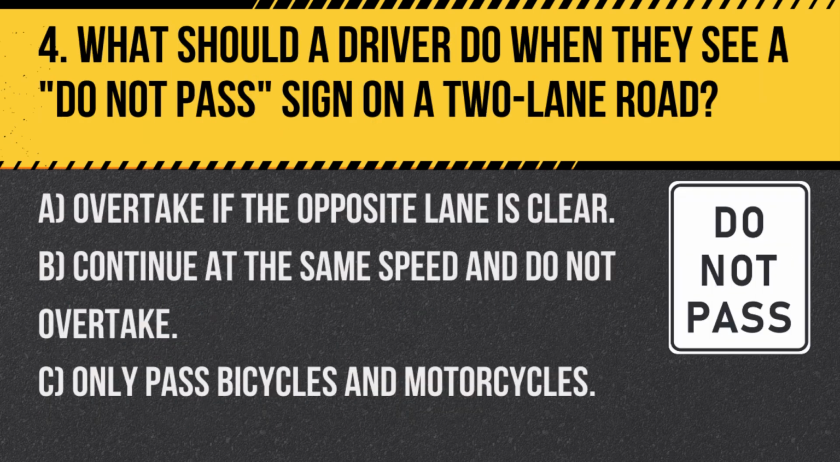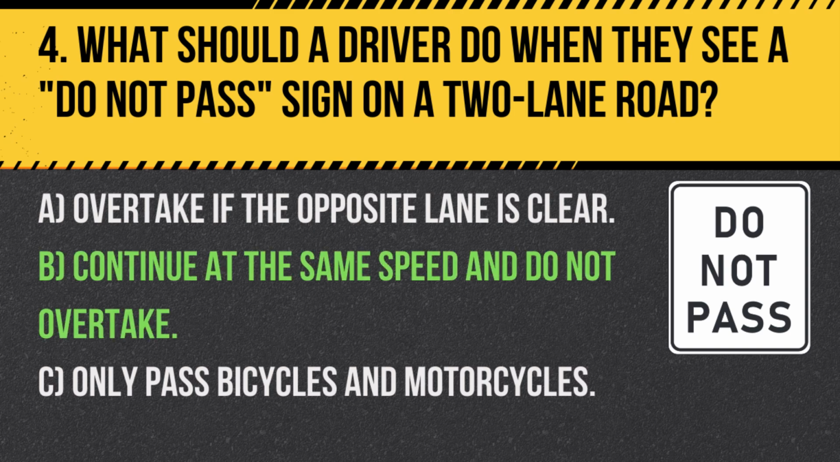Question 4. What should a driver do when they see a do not pass sign on a 2-lane road? A. Overtake if the opposite lane is clear. B. Continue at the same speed and do not overtake. C. Only pass bicycles and motorcycles.